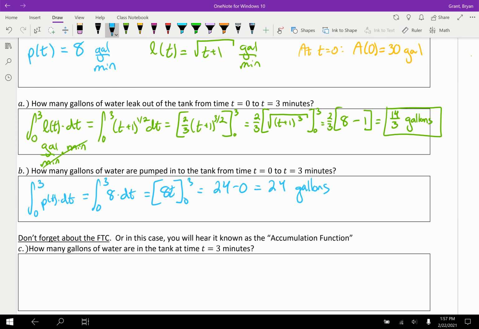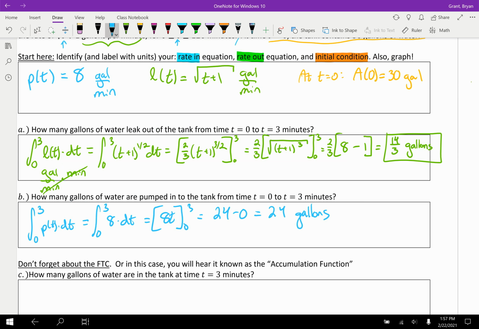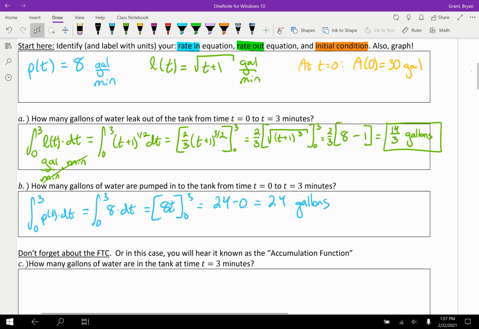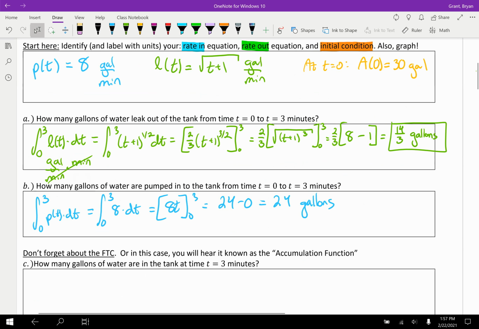Now someone might say, well wait, you did a whole antiderivative thing. Couldn't I have just said that this is 8 gallons per minute? It's a constant rate and we're just doing this for 3 minutes, so couldn't I have just done 3 times 8? Sure, there's nothing wrong with that. You are generally expected to use calculus to solve a problem. Sometimes though there are ways to get around that.